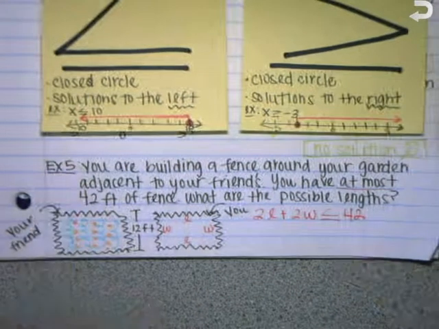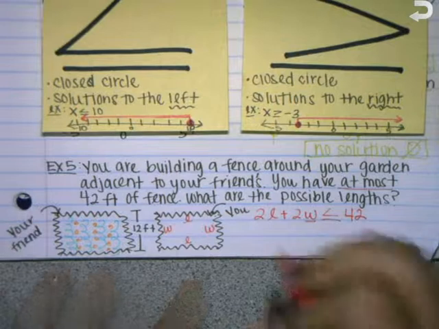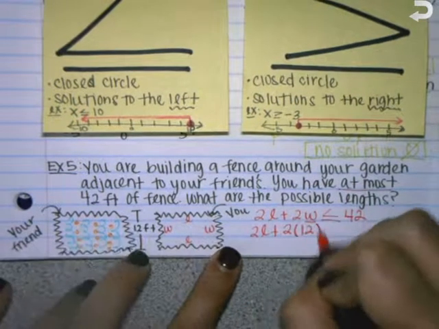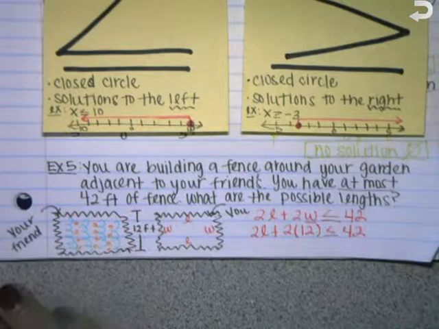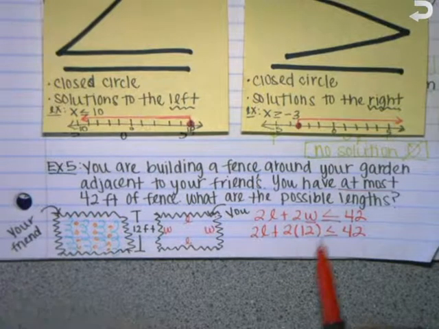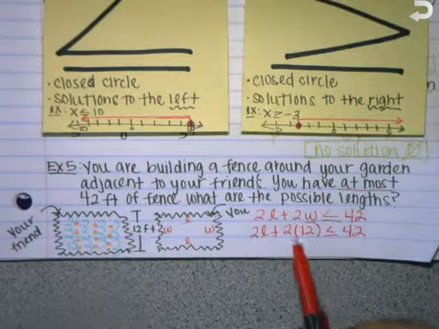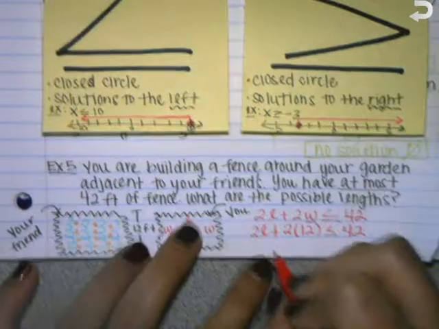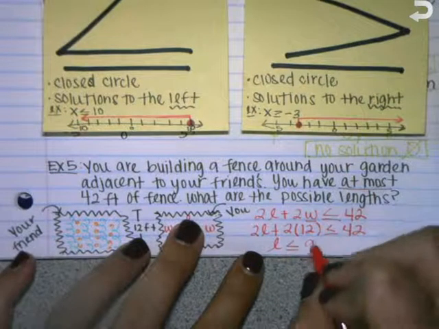Okay, I have 2 variables in here, but don't I know what the width is? Yeah. 2L plus 2 times 12, less than or equal to 42. Okay, I'm running out of room. So, 2 times 12 gives me 24. I would then subtract 24, and then I would divide by 2. So we would end up with L is less than or equal to 9 feet.